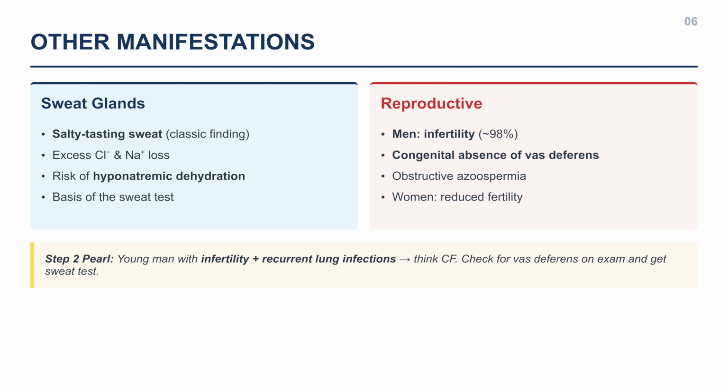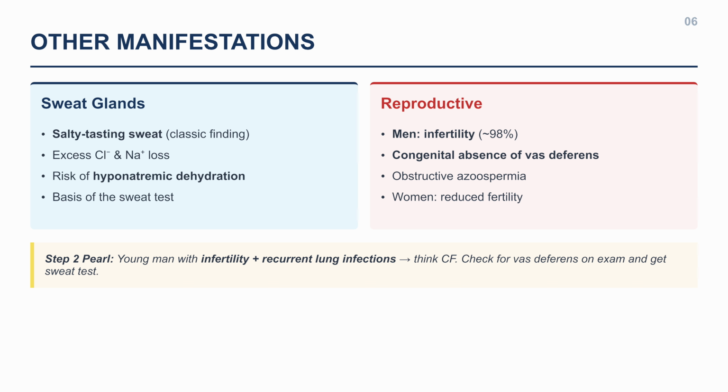In the reproductive system, over 98% of men with CF are infertile due to congenital bilateral absence of the vas deferens. Spermatogenesis is usually intact, so obstructive azoospermia is the mechanism, and sperm can sometimes be retrieved surgically for IVF. Women have reduced but not absent fertility due to thick cervical mucus.